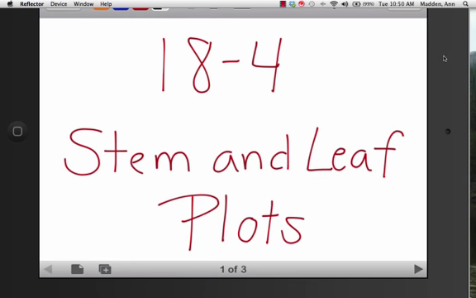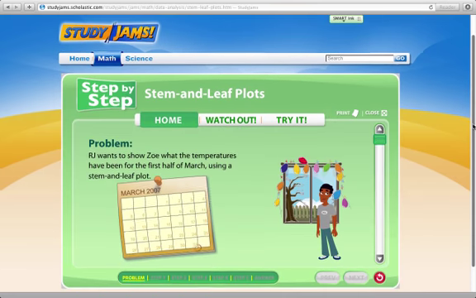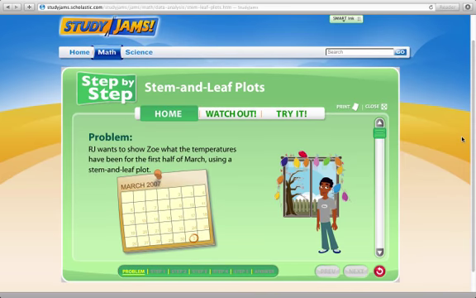Welcome to lesson 18-4. Tonight we're going to be talking about stem and leaf plots. Zoe is having a party at the end of March, and she wants to see how the weather's shaping up. She's a very visual gal, so I thought a stem and leaf plot would be a slam dunk way for her to graph it out. Let me show you how it's done, step by step.